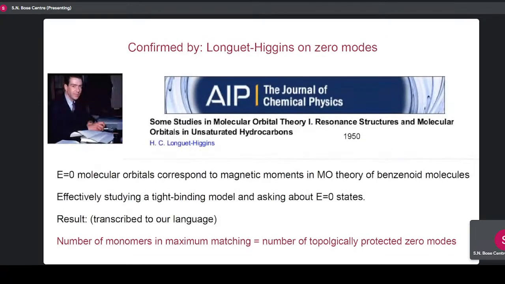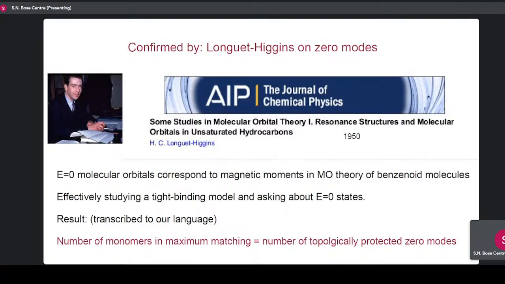And this was actually confirmed when we looked up the literature. We found out that this idea had been anticipated by at least 60, 70 years by Longuet-Higgins in a completely different context. And translated to our language, his result was that the number of monomers in any maximum matching of the graph is equal to the number of topologically protected zero modes in the tight binding model of that graph. Yeah, this is the statement.